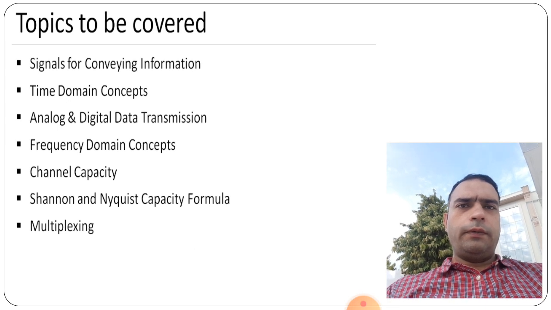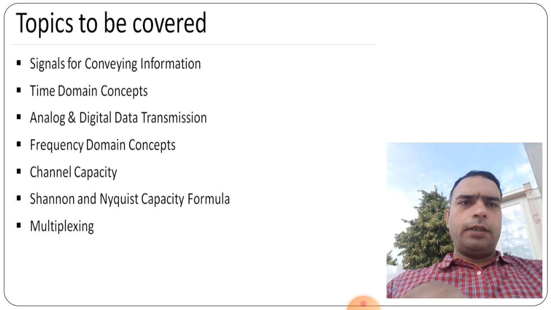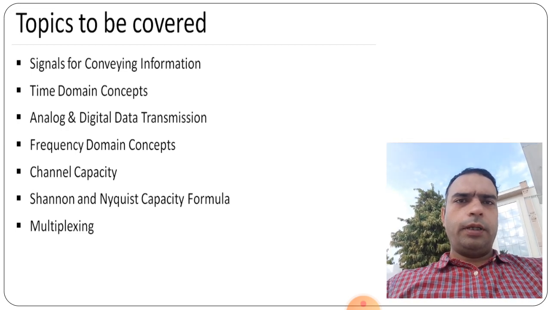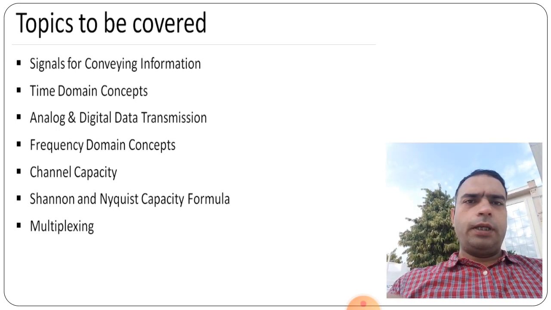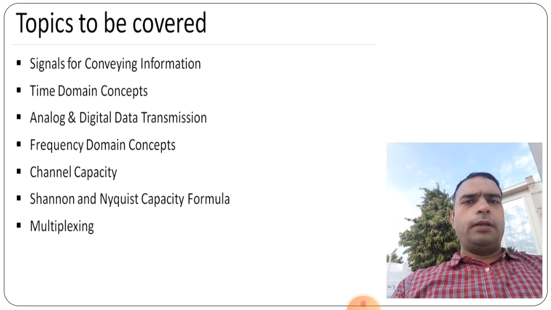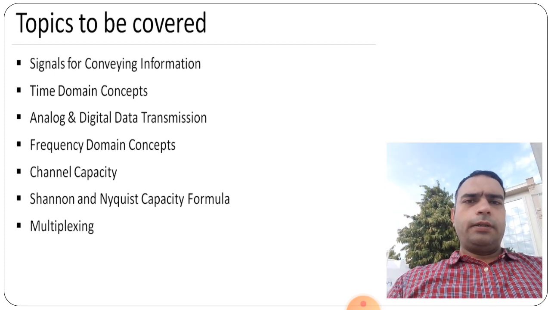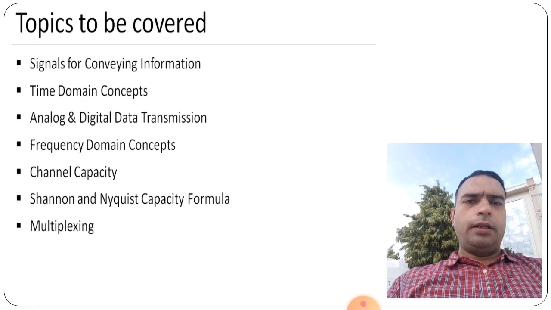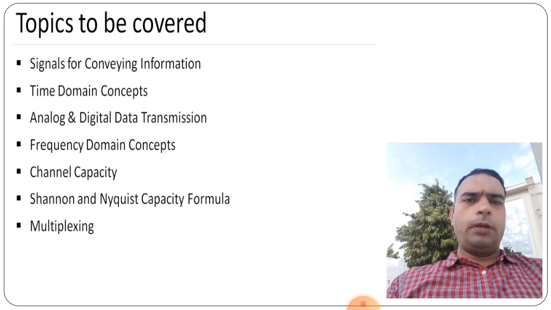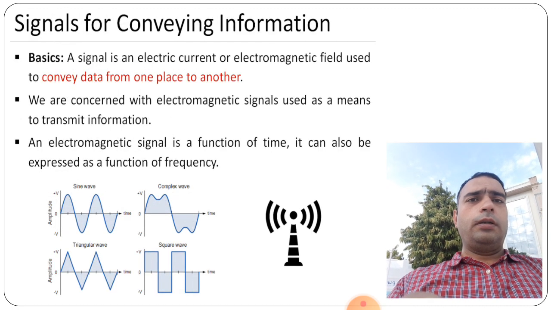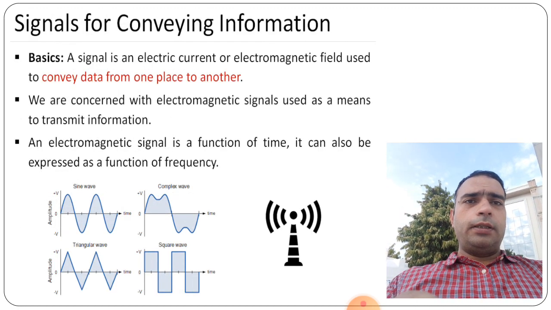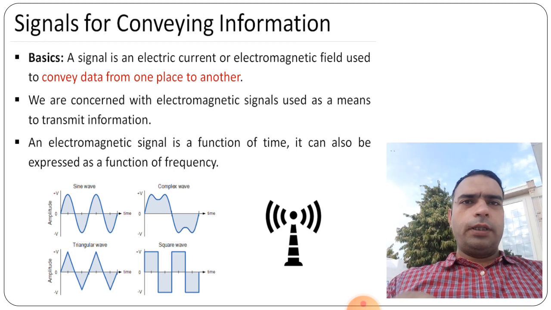So the topics to be covered are signals for conveying information, time domain concepts, next is analog and digital data transmission, then frequency domain concepts, capacity, then Shannon and Nyquist capacity formula, and last one is multiplexing that I am going to explain. Now, what are the signals that are used for conveying information, that we will see.